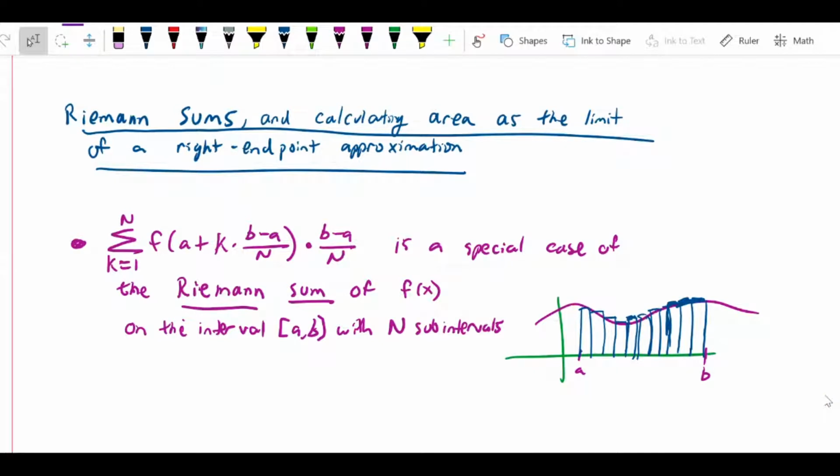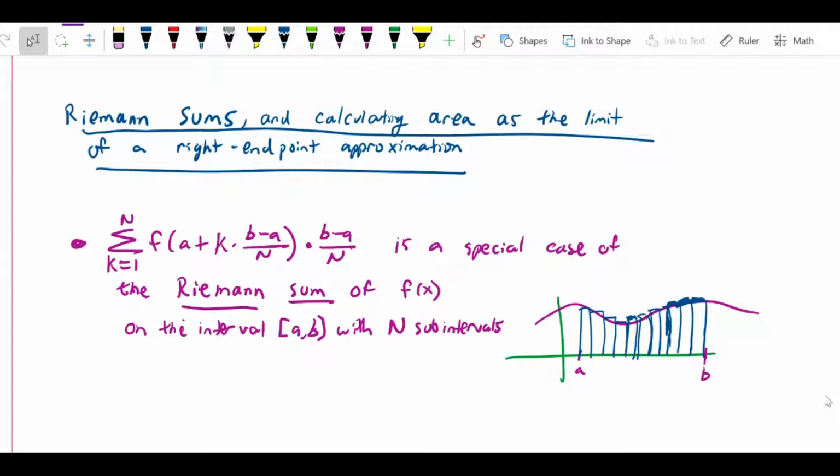So the thing that we've been doing in this section and the last one is actually a special case of what's called a Riemann sum. It's spelled Riemann, and it's pronounced Riemann. And what Riemann sum refers to, at a very high level, is whenever we talk about choosing rectangles that can approximate the area under some curve, we're doing a Riemann sum.